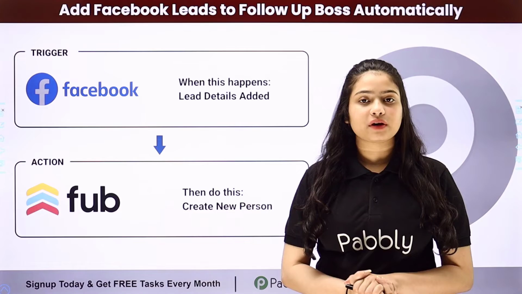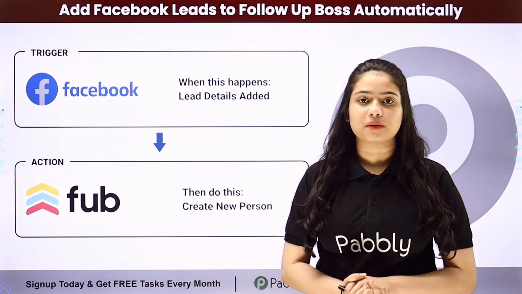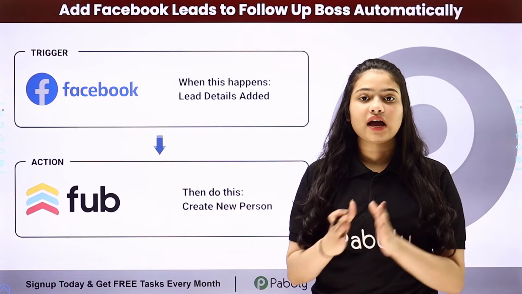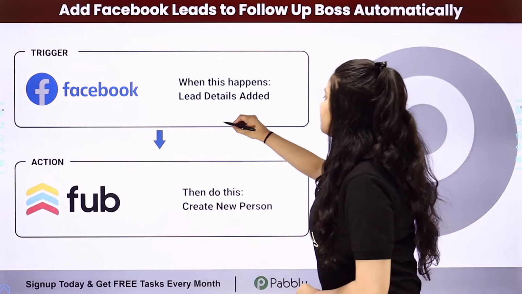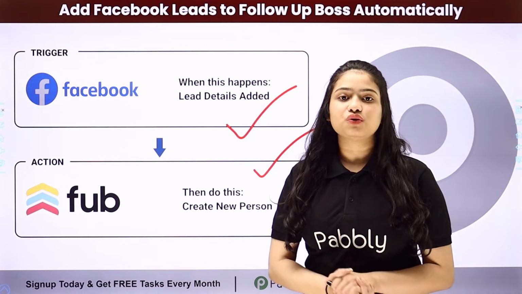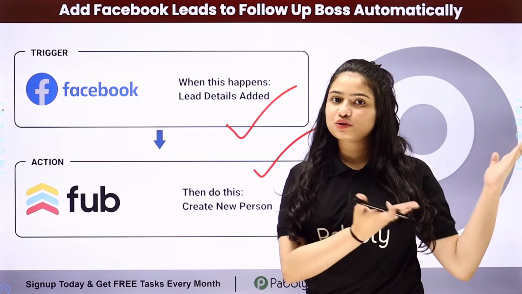For this, we will have to set up a connection between these two applications, and we are going to do that without any coding or programming skills with the help of Pabbly Connect. Pabbly Connect works on two principles, trigger and action. So we are going to take Facebook Lead Ads in our trigger and Follow Up Boss in our action, and we will connect both of them in order to automate this entire process. And to learn the entire automation step by step, let me take you all to my screen.